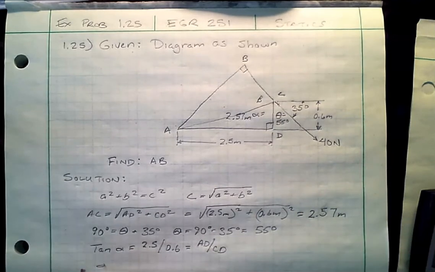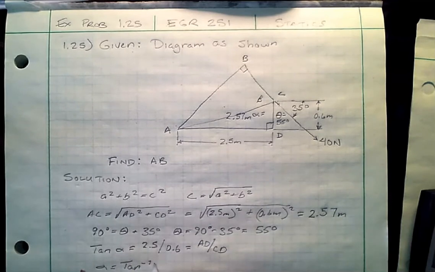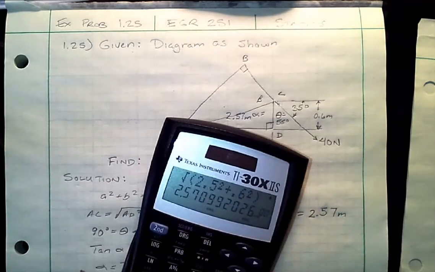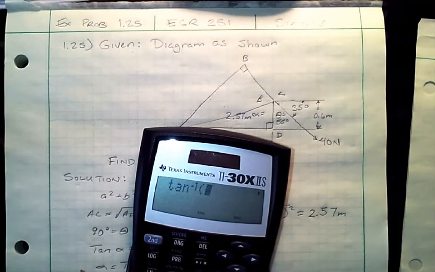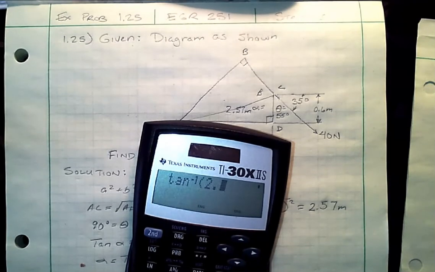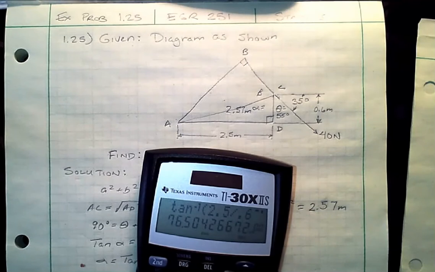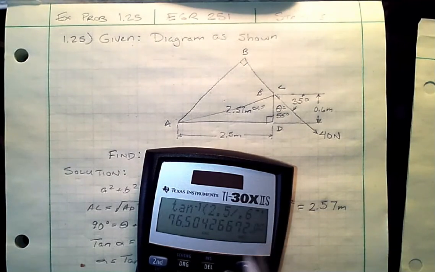Well, we're really looking for alpha, so let's manipulate this around. Tangent to the -1, or inverse tangent, of 2.5 divided by 0.6. We plug that in, right? And this is 2.5 divided by 0.6, close parentheses, hit equal, and we're going to get 76.5.